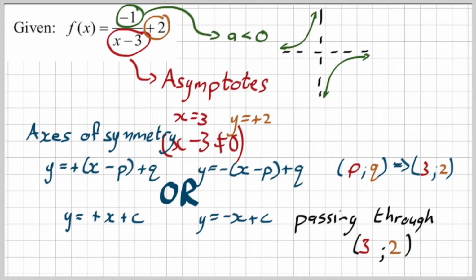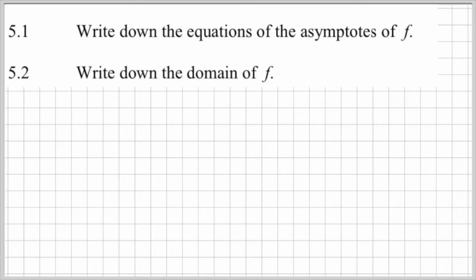Let's go and actually answer the questions. 5.1. Write down the equations of the asymptotes. So not values, not coordinates, equations. Don't just say 3 and 2. No. Say x equal to 3, and y equal to 2. If you don't put that there, you will lose the marks, guaranteed.